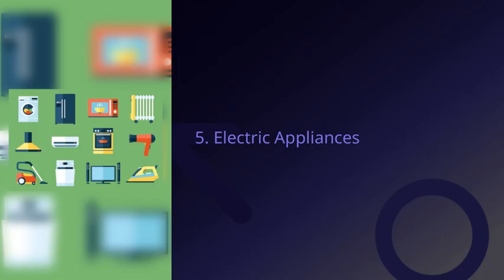Additionally, understanding how these appliances contribute to overall energy use ties back to our theme of sustainable living. By selecting energy-efficient models and using appliances wisely, we can reduce our environmental footprint and save on energy costs. So, in essence, electric appliances are not just about convenience. They also play a role in our broader efforts toward energy conservation and sustainable living.